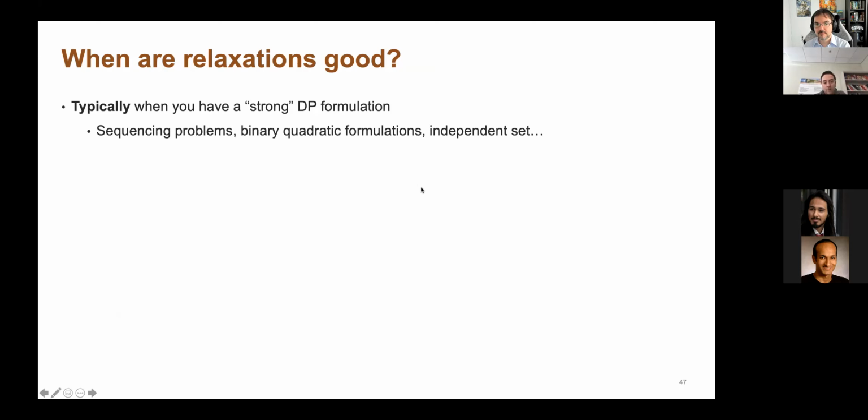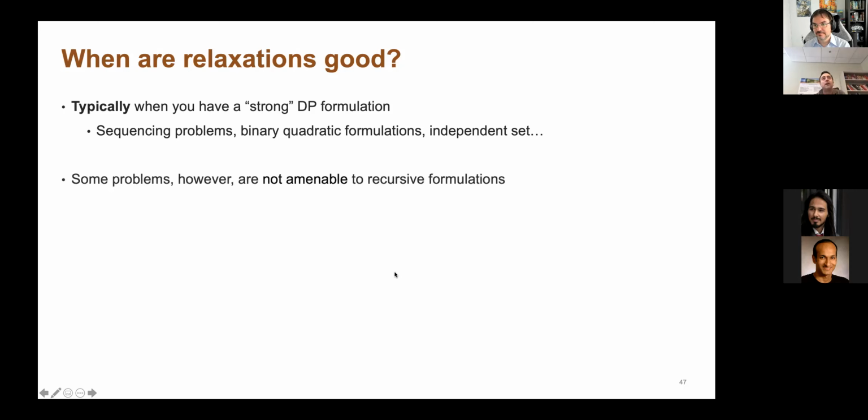Things like sequencing problems, binary quadratic formulations, independent sets, although they haven't been that explored because we focus generally on MIPs, do have some really nice DP flavor to them. And of course, sequencing problems, if you think about it, you're thinking about an ordering, so you already have a way of viewing the problem as a sequential decision problem. And as we showed with the independent set, you can also do that. Binary quadratic formulations are also very interesting. We won't have time today to go into that, but you can look at some of our papers.